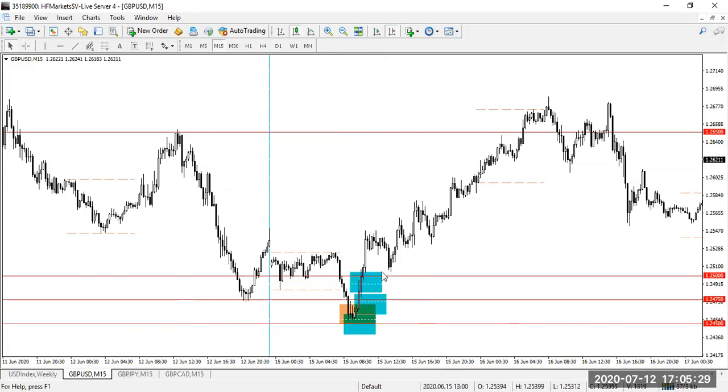1, 2, 3, 4, 5, 6, 7, 8, 9, 10. 1 to 10. Just one trade. So for example, if you risk the $20, this trade alone would give you $200.